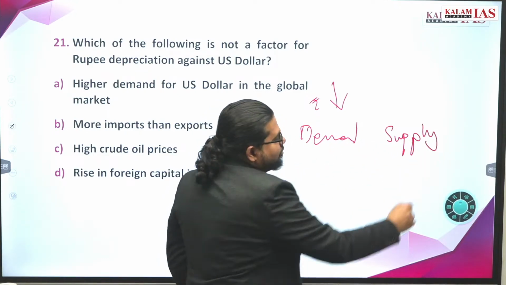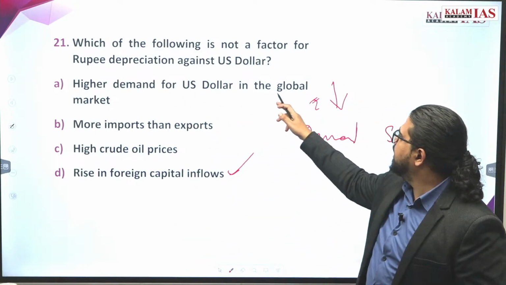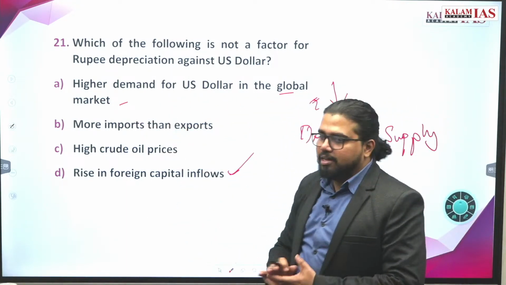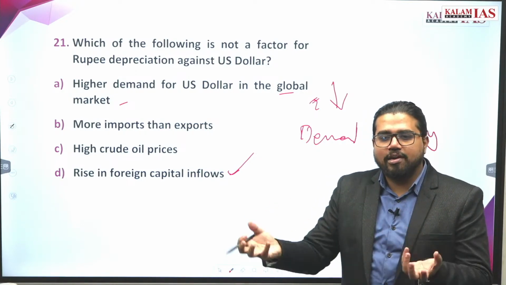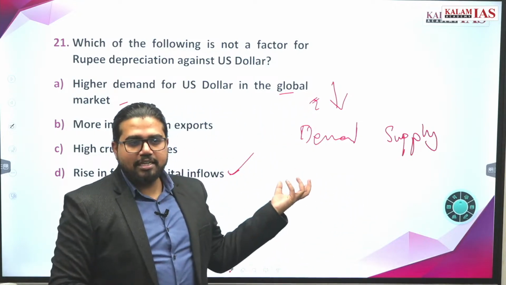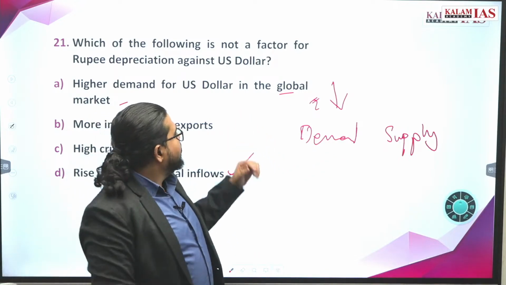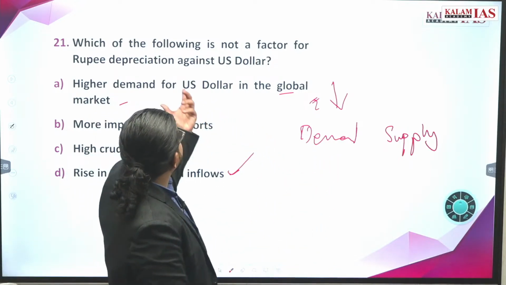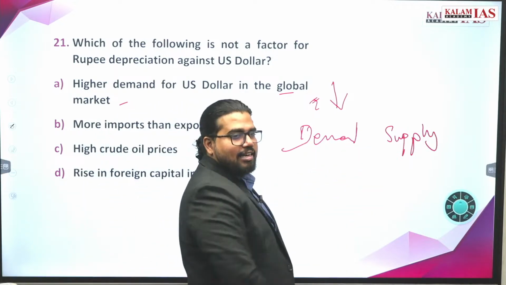So just check what all the options are doing. What happens if there is higher demand for the dollar in the global market? Obviously, the dollar will appreciate. That's what is happening today. The dollar is appreciating against all currencies. So if the dollar is appreciating, the rupee depreciates. So the statement will be in line with this.